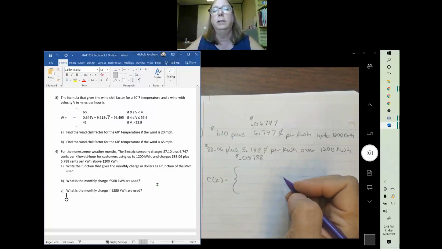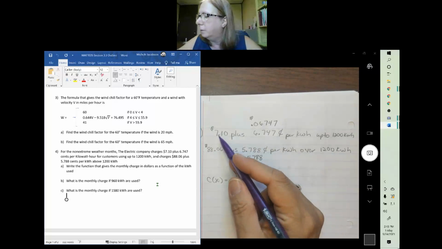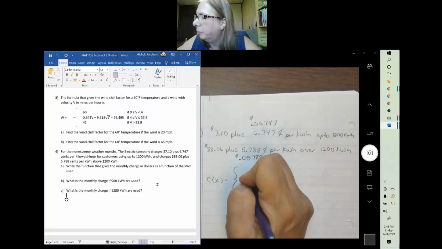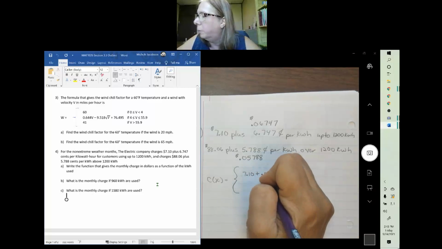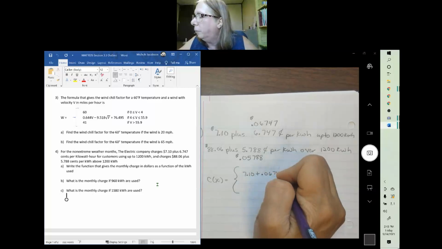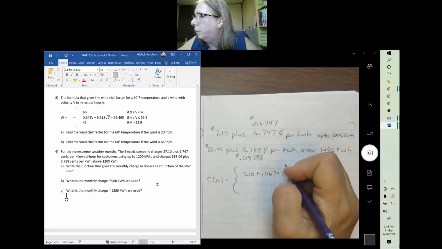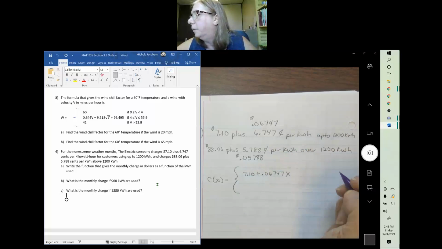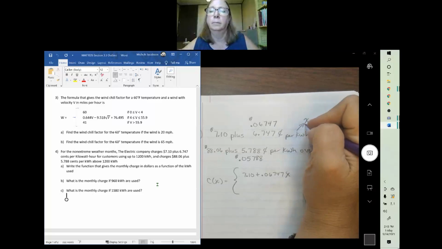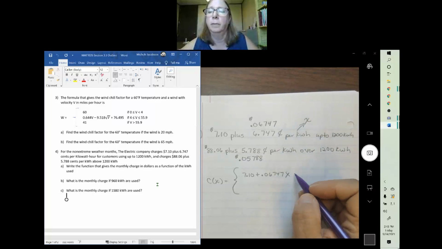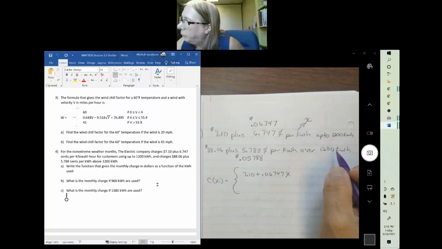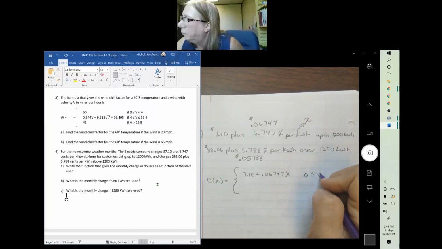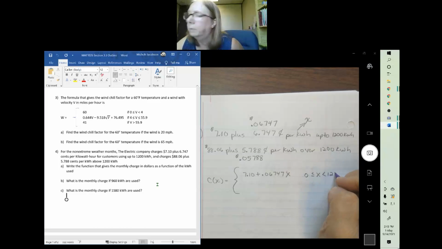Now if we look at the first one, $7.10 plus 0.06747 per kilowatt hour. So times the kilowatt hours. We'll let X be kilowatt hours. And that's up to 1,200. Well, of course, we wouldn't go below 0, so it's from 0 to 1,200.